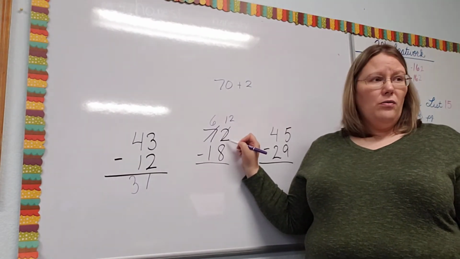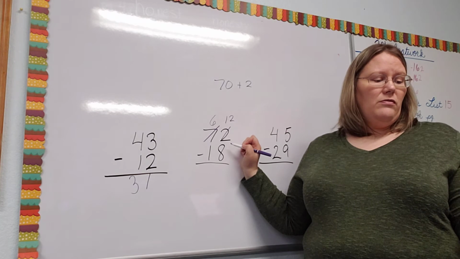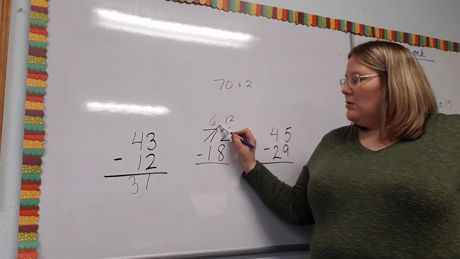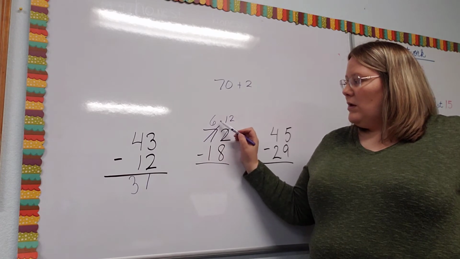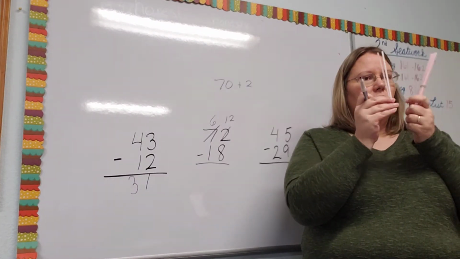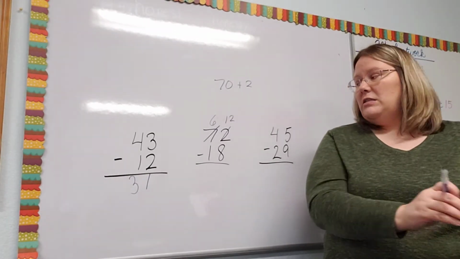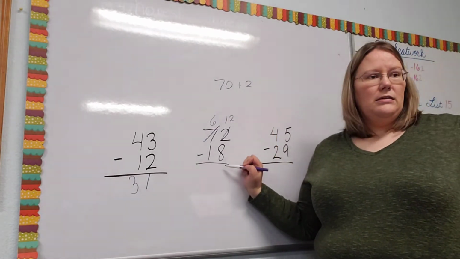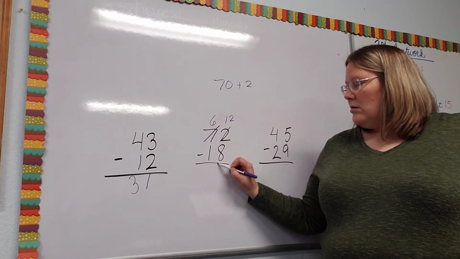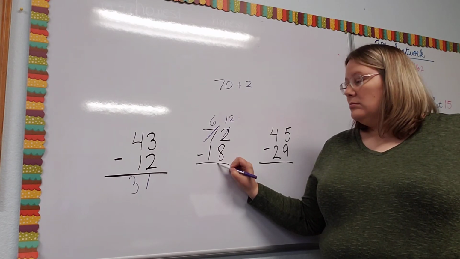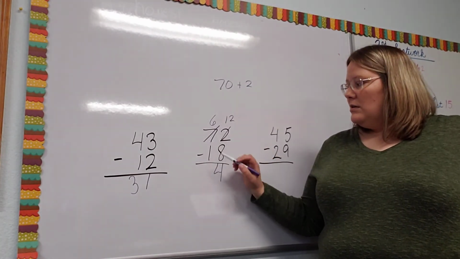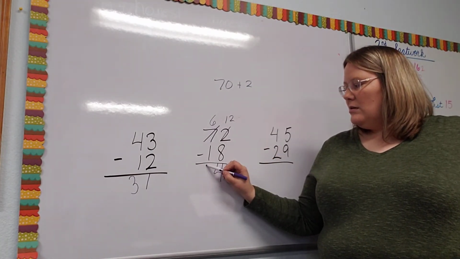That's what you're always going to do. This part will never change. We're going to learn some different borrowing rules, but we're going to borrow from the 10s. We take away one group and we put it here because now we have 10, 11, 12. Can we take 12 minus 8? Yes. 12 minus 8 is what? 4. Our brains are still sleeping from Christmas. 6 minus 1 is?